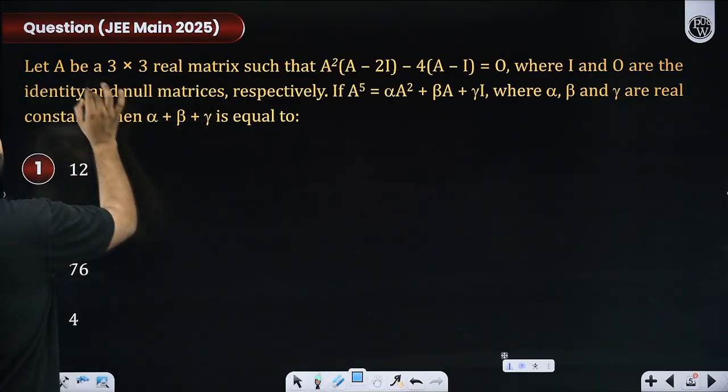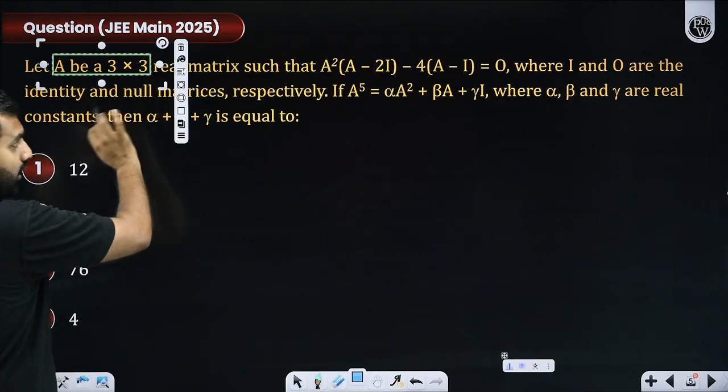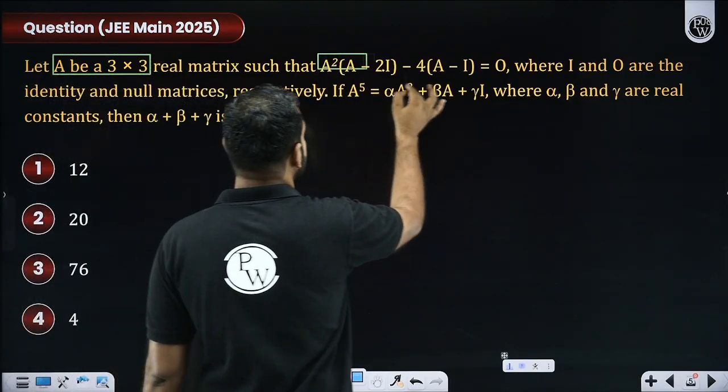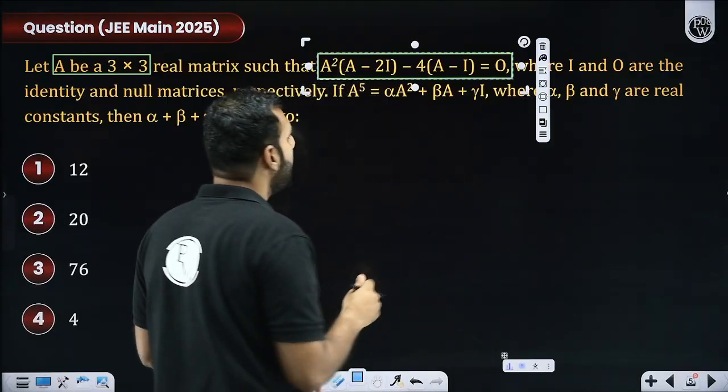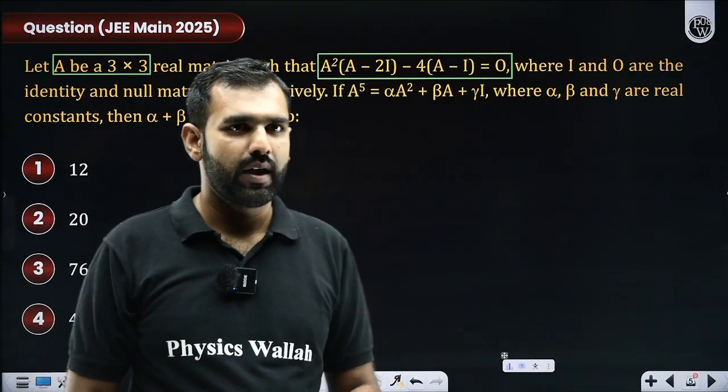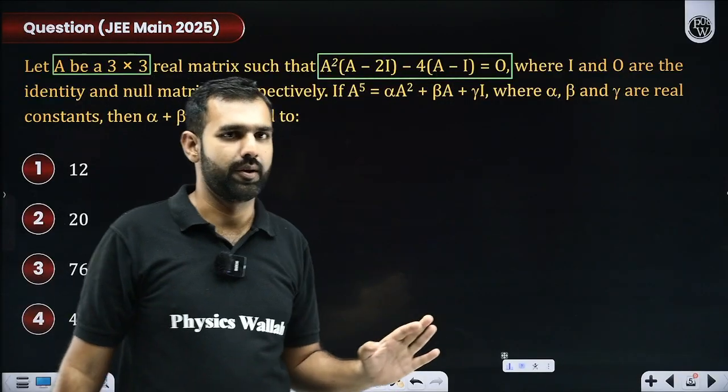So what am I told? A is a 3 by 3 real matrix such that it fulfills this condition. Whenever a matrix equation is given, I would treat it as a matrix polynomial. Right?